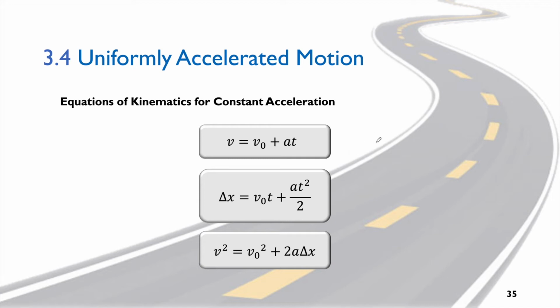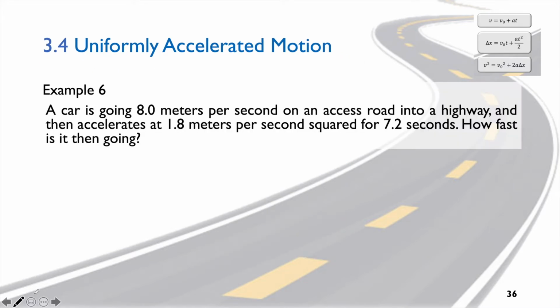Our next topic is uniformly accelerated motion, where we follow the three kinematics equations. Now, how do we use these equations? So we have here an example. A car is going 8 meters per second on an access road into a highway and then accelerates at 1.8 meters per second squared for 7.2 seconds. How fast is it then going?